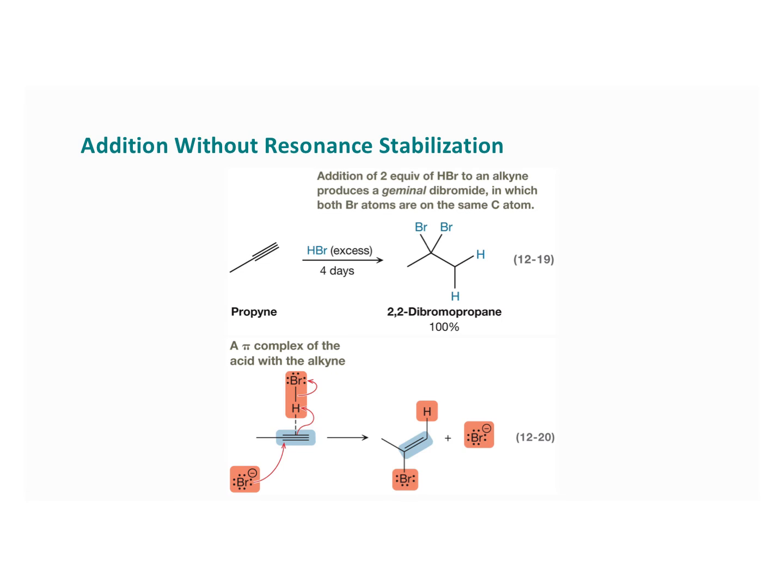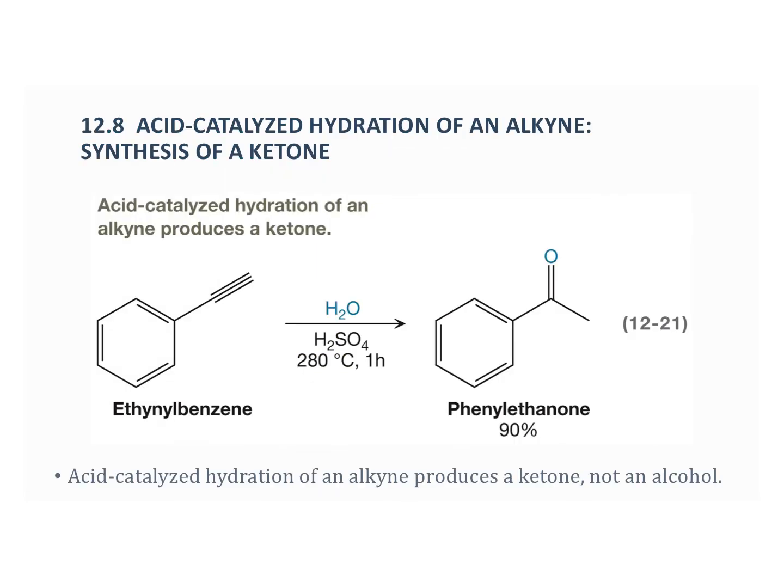Now, let's talk about acid-catalyzed hydration of an alkyne. So we can add hydrochloric acid across the double bond. We can add hydrobromic acid across the double bond. Can we add water in the presence of acidic conditions? And you can.